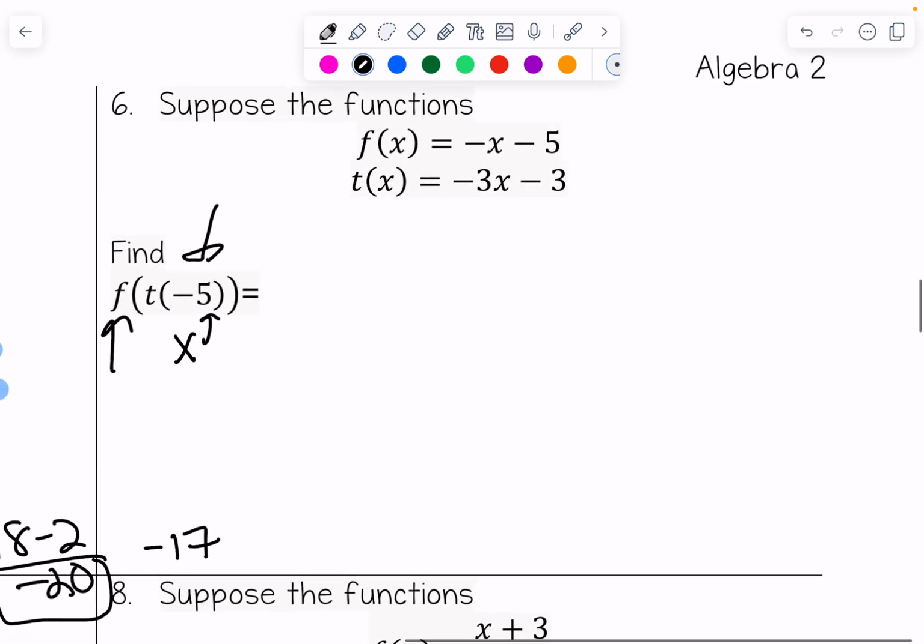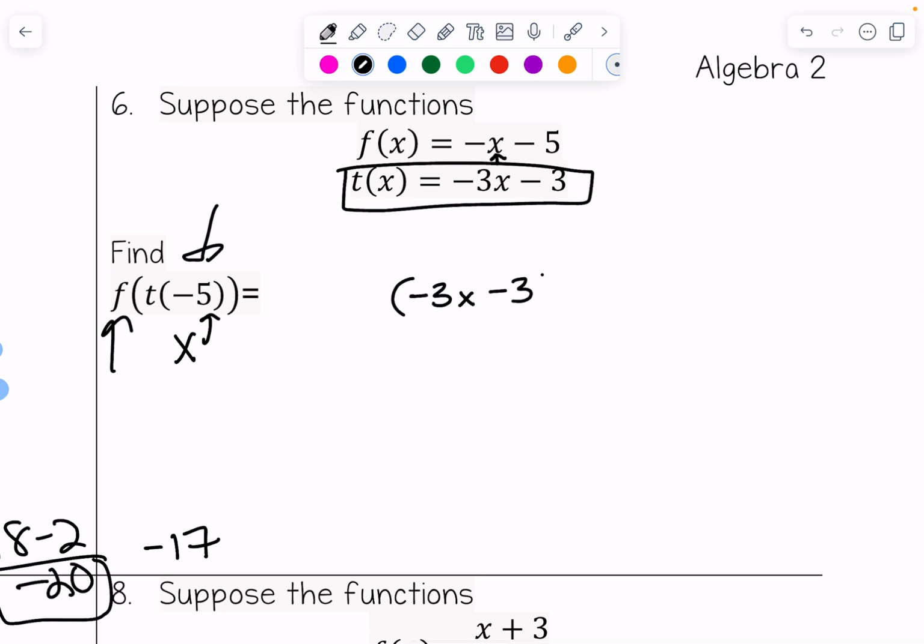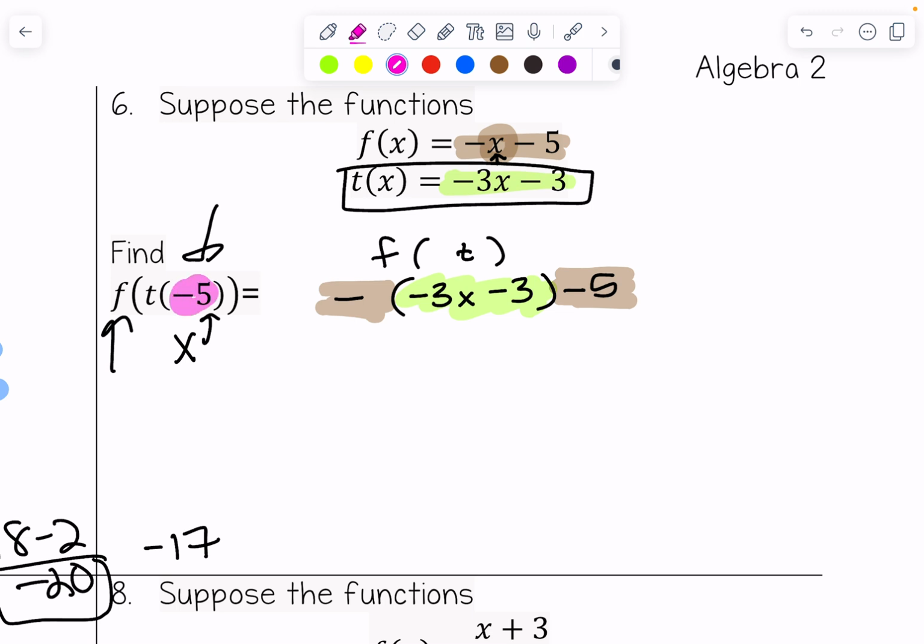We're going to take t of x as our inside to this guy. So I'm going to do negative 3x minus 3. That's our t of x. And now I'm going to put f of x around it. So I'm going to put the negative that's out front and the minus 5. As you can see here in our colors, this is that color. Let's pick another color. This is this color. So f of x is on the outside, around the x, and then t of x is inside here. Now let's go ahead and do that negative 5 transfer to that x right here. So I'm going to rewrite it.